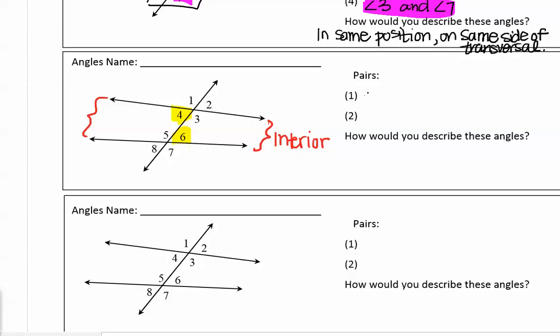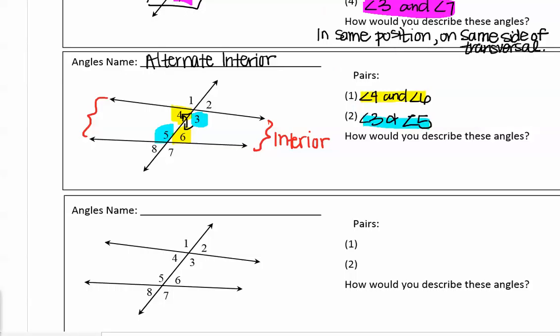So angle 4 and angle 6 are known as alternate interior. Okay, so they are inside those two lines, which is where the interior comes from. And the alternate has to do with the fact that they are on opposite sides of the transversal. Okay, the other pair we could say are alternate interior would be 3 and 5. Okay, so we've got 4 and 6, 3 and 5.